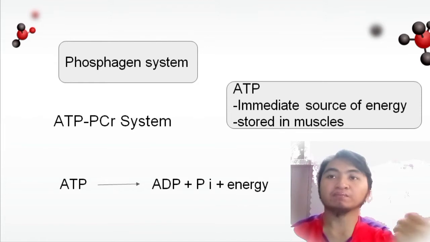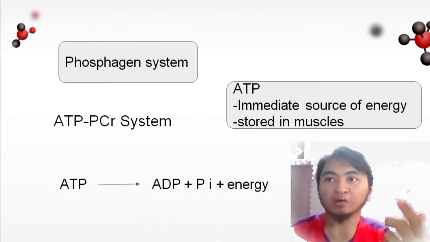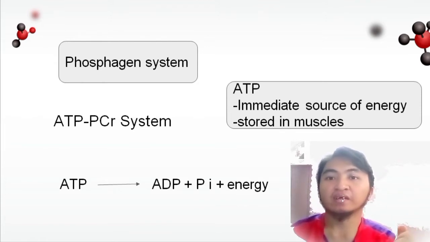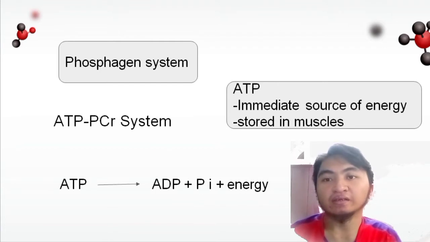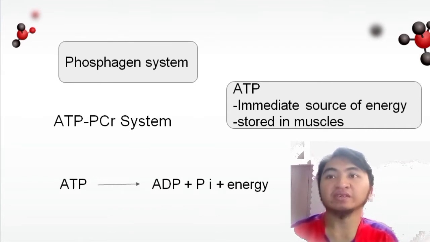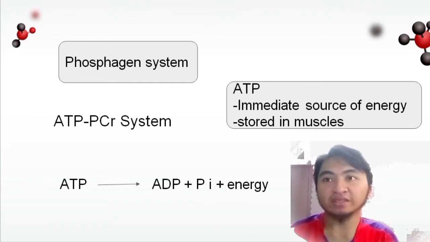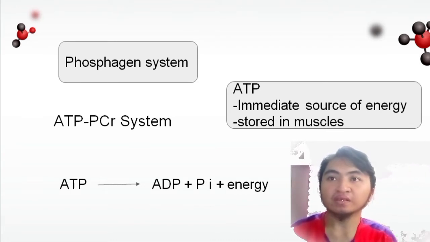The ATP-PCR system is also well known as the phosphagen system, because both ATP and PCR contain phosphate. What is ATP? ATP is also known as adenosine triphosphate, the immediate source of energy that's stored in muscle, and it rapidly releases energy.